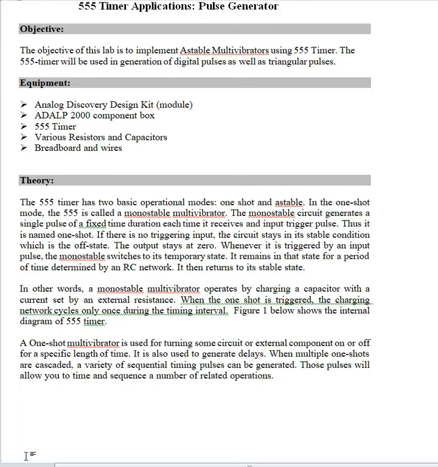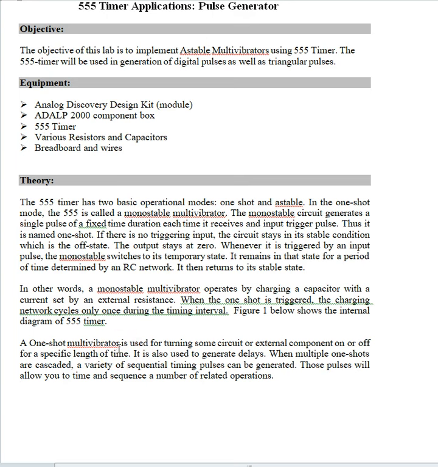In this experiment, you will be exploring some of the 555 timer applications, such as pulse generation. The 555 timer can have two modes. One is the astable mode and the other one is the monostable mode. In the monostable mode, you just create a pulse using a trigger function. The pulse is generated only once and it can be used to trigger some external component.